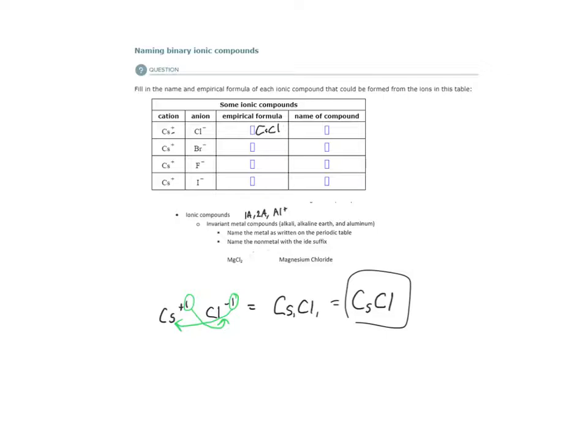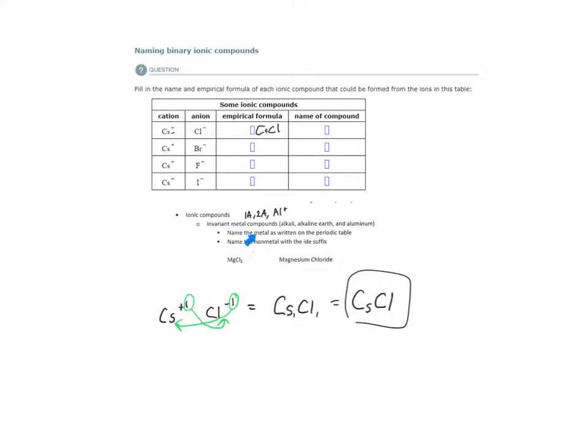CsCl. The reason the crisscross method works is because this ionic compound, by definition, is a neutral compound. So the charge of the cation must be canceled by the charge of the anion. So the empirical formula tells us that these cesium metal ions and the chloride anions exist in a 1-to-1 ratio relative to each other. How would we name this compound?